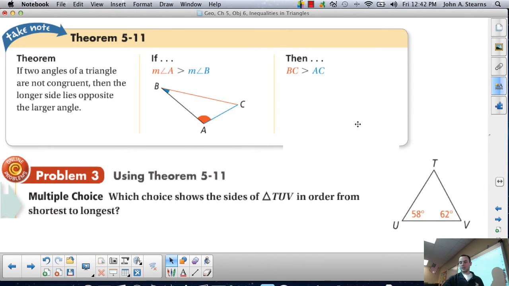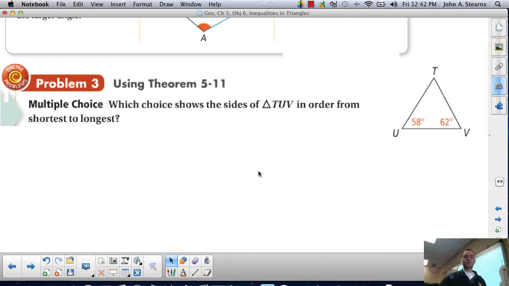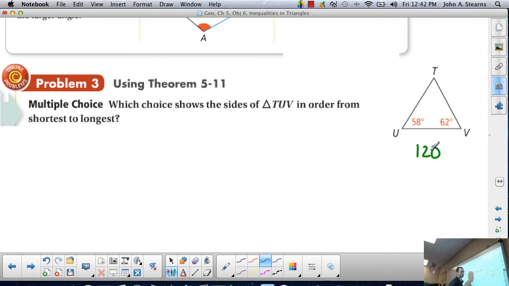Okay? Now if we take a look at problem 3, we're asked to list out the sides in order from shortest to longest. So that's going to require us to figure out the measure of angle T. Now we can add up the two angles we've got. We've got 58 and 62, and if we add 58 and 62, we're going to get 120. So we have 120 degrees used up between angle U and angle V, and that leaves us 60 degrees left to use on angle T.